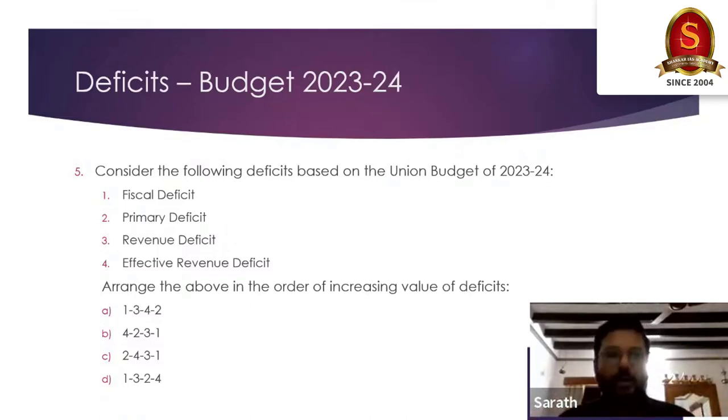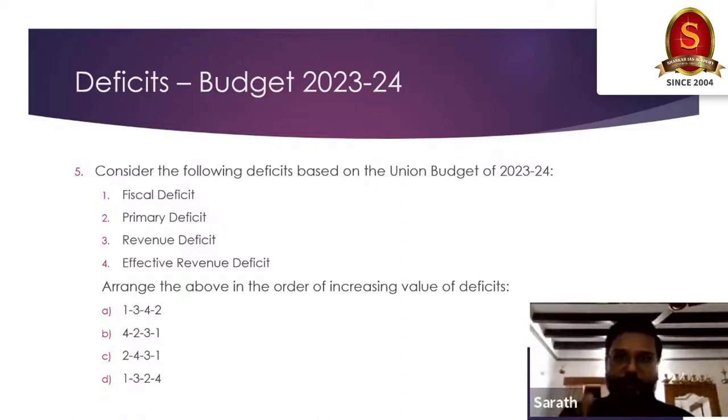What is the simple logic? Of all deficits, fiscal deficit is going to be the highest deficit without a doubt. Fiscal deficit means the total money which the government will have to borrow, that is, how much is the total shortfall for the government. That is the maximum deficit. Why do I say so? Because that is the deficit for the entire budget itself.